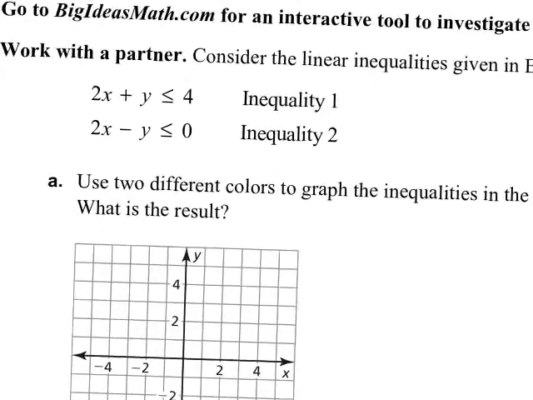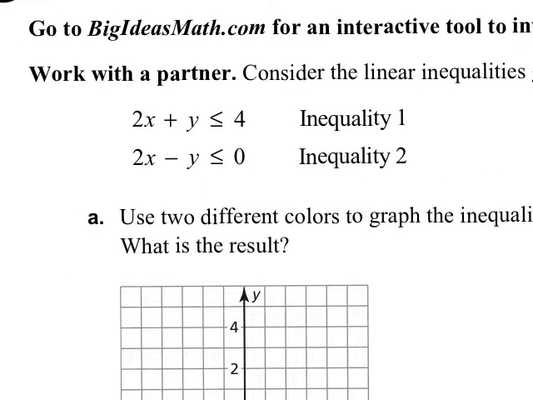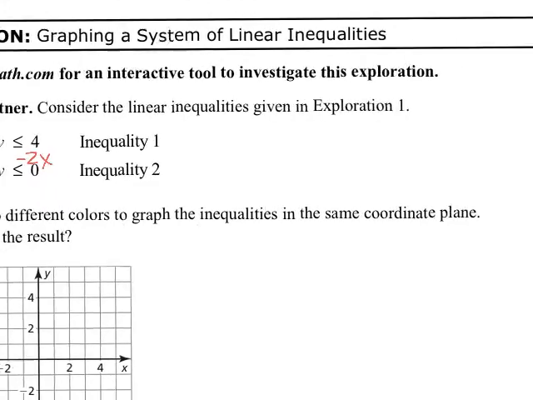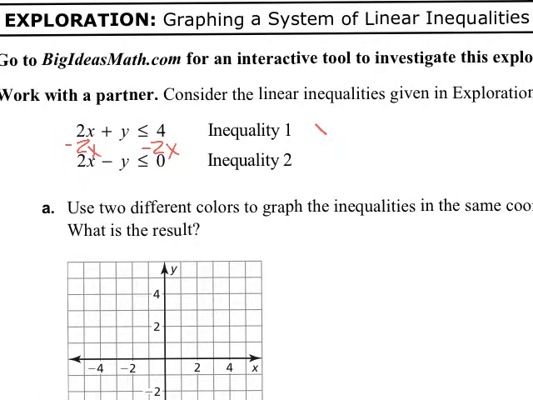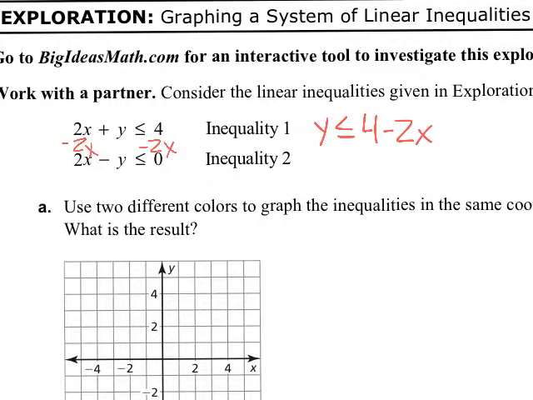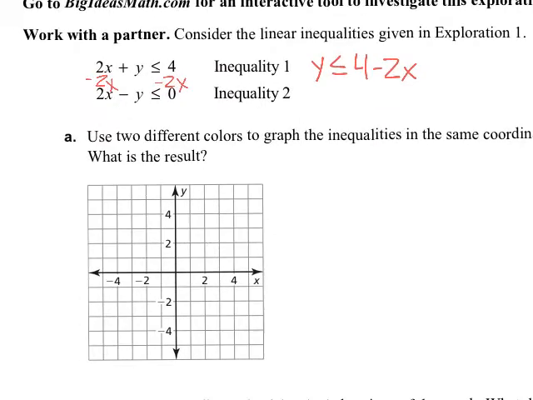So for inequality 1, I would have to subtract 2x from both sides. So I end up with, whoa, too much. y is less than or equal to 4 minus 2x. Okay, so let's go ahead and graph that. So 4 on the y-axis, slope of negative 2 is down 2 over 1, down 2 over 1, down 2 over 1, down 2 over 1, down 2 over 1.